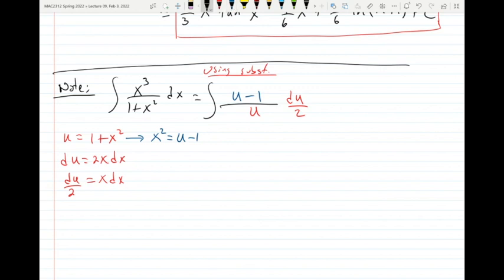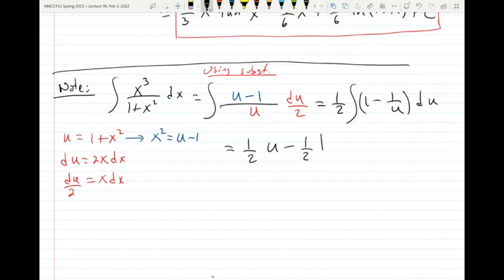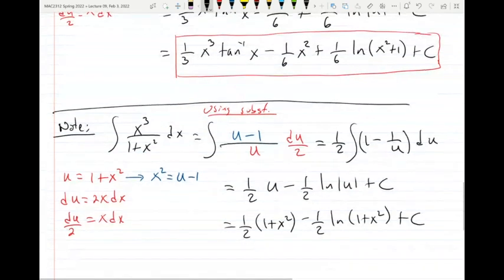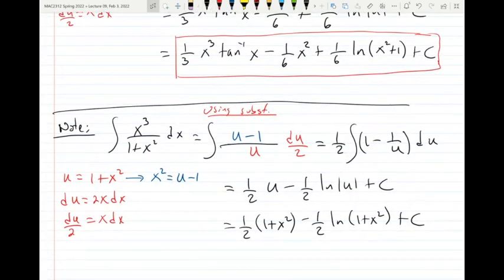Okay, perfect. So this is 1/2. I'm gonna put the 1/2 out. And now to integrate this, we can easily break it up as two fractions. So we're gonna get 1 minus 1 over u. And now we integrate. That will be 1/2 u minus 1/2 ln absolute value of u. And then we put back what u is: 1/2 times 1 plus x squared, minus 1/2 ln of 1 plus x squared. So this is what we obtain if we decided to use this. Do you understand this?